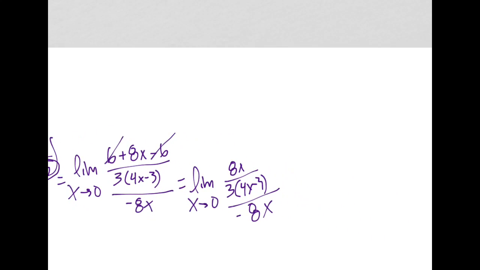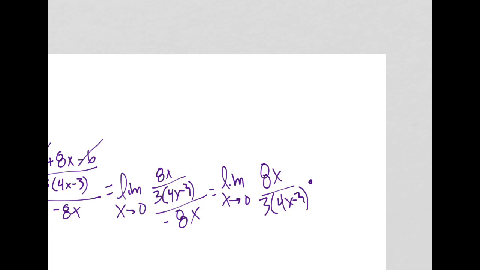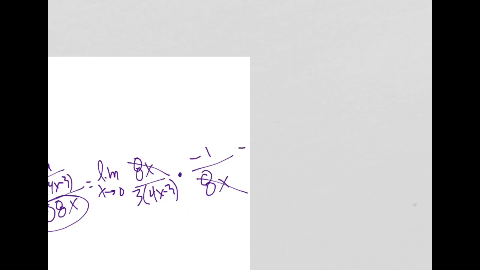And again, dividing by a number is the same as multiplying by the reciprocal of that number. So really I have 8x over 3 times (4x minus 3) times negative 1 over 8x. And notice what I did, I took that negative and I moved it to the numerator to help emphasize the fact that I have 8x and an 8x, since I pulled that negative 1 out. And I get the limit as x approaches 0 of negative 1 over 3 times (4x minus 3).